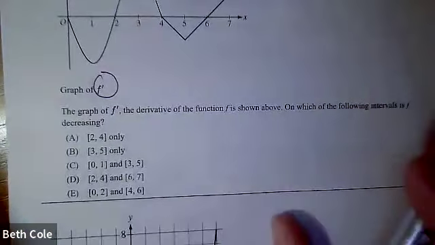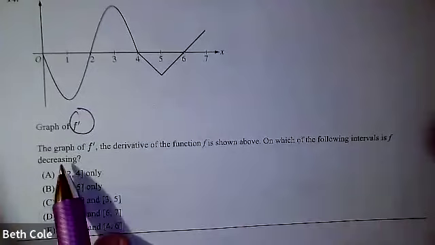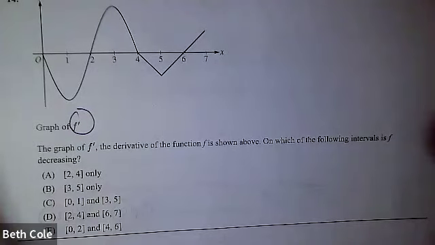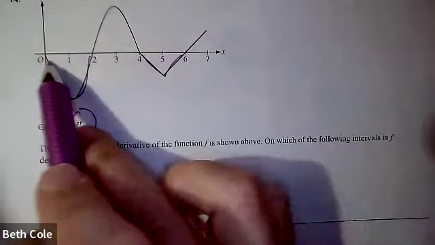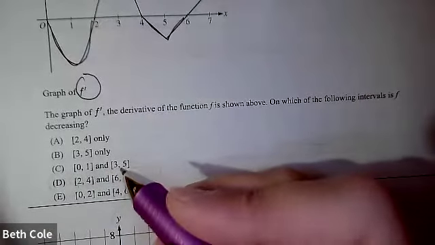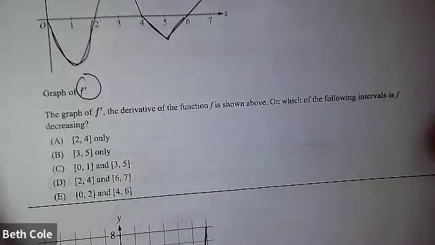All right, graph of f prime, which again, you want to have f prime. It's the one that tells you all the information. We want where f is decreasing. That is where your derivative is negative. So that's this section and this section. So 0 to 2, 4 to 6. That's a sticky note problem.